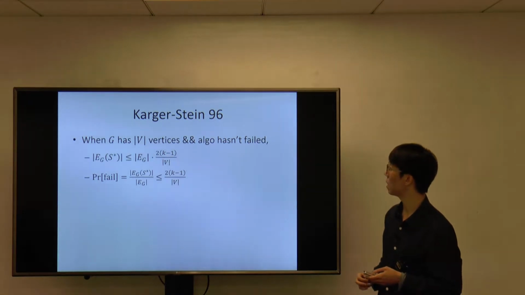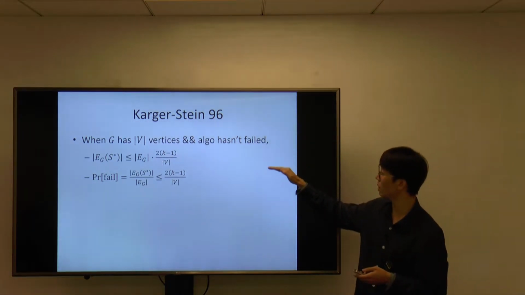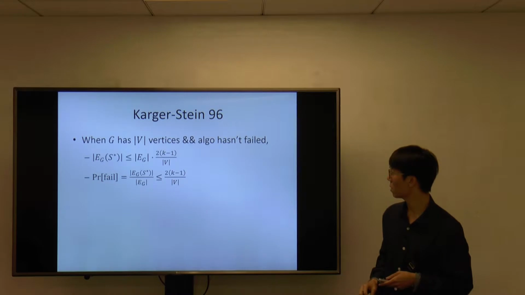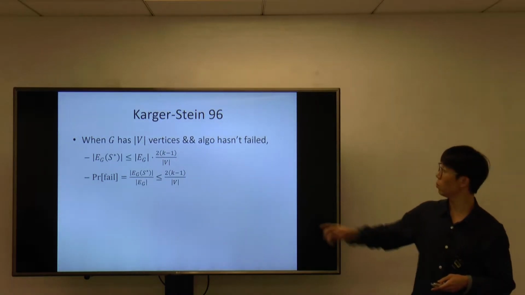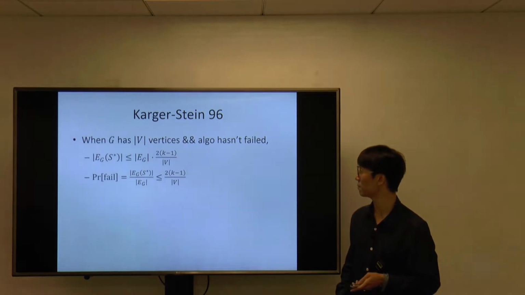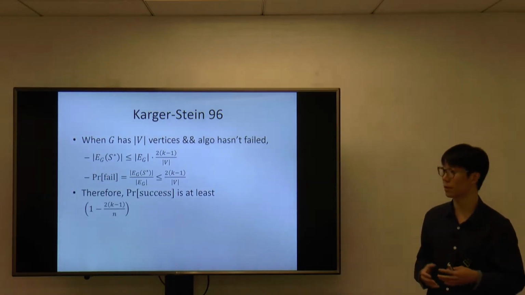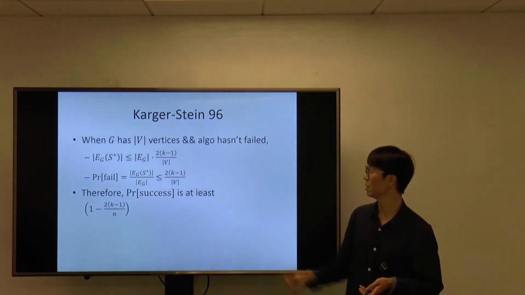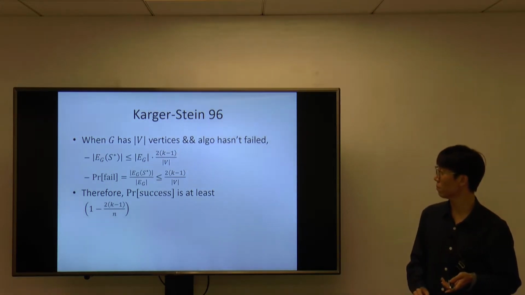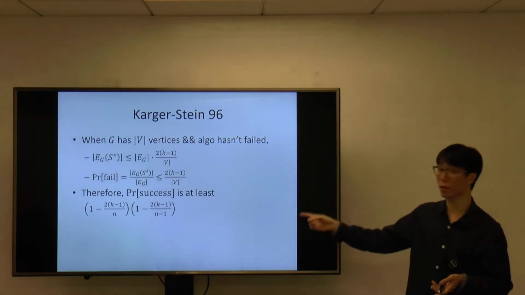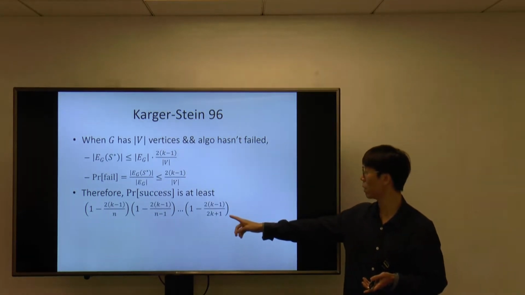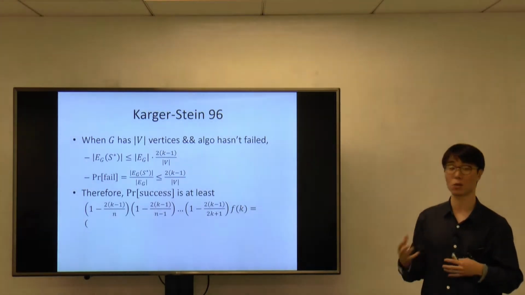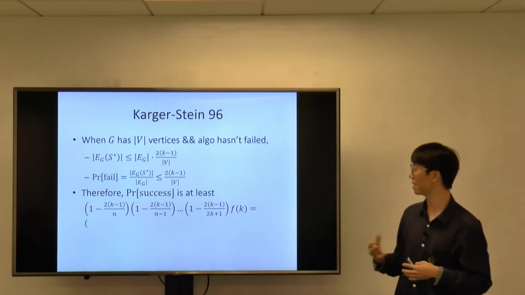Once we have this claim, we can see that in one iteration of this Karger-Stein, the probability of failure is just the number of edges in the optimal solution divided by the total number of edges, which is at most 2k minus 2 divided by v. Then the probability of overall success is at least the probability that we don't fail in the first iteration, which is 1 minus (2k minus 2) divided by n. The second iteration is basically the same, but with one less vertex. We go all the way until we have 2k plus 1 vertices, and then there is some factor depending on k, because at the end we arbitrarily combine these 2k parts into k parts.